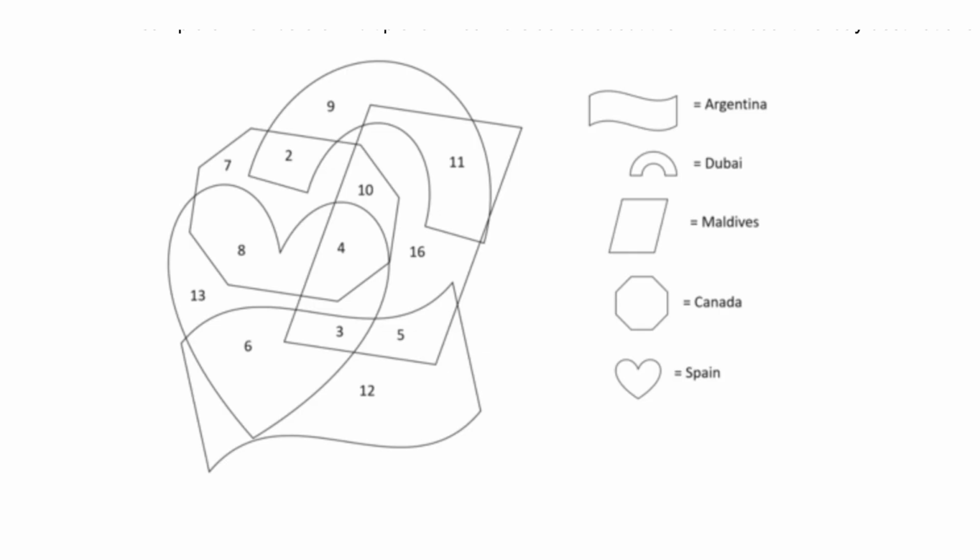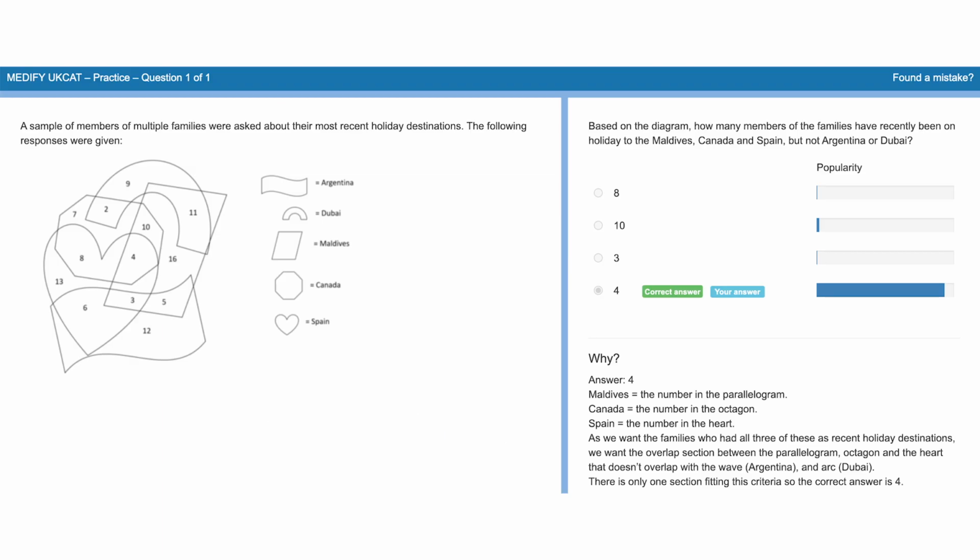And if we look at the diagram, the number 4 is the only one that's in the area that overlaps between Maldives, Canada and Spain, but not with Argentina or Dubai. Therefore, the number 4 is the correct answer here. And feel free to have a read of the solution up on the screen now as well.